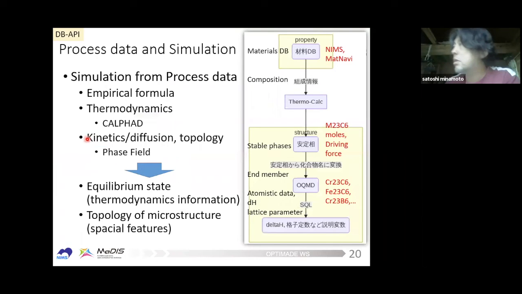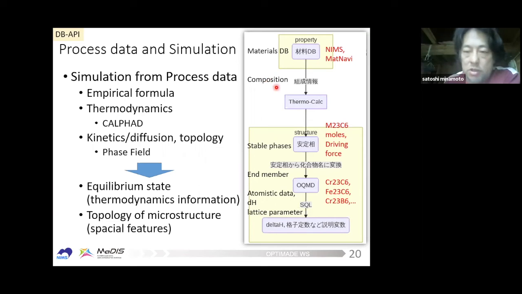And here's just an example of the conversion of property data to structured data. This is just a first stage, so not enough information, however, we have just started. Once we get the property data from a materials DB, for example, the NIMS MATLAB data, we can get the composition data or heat treatment data or stress data.